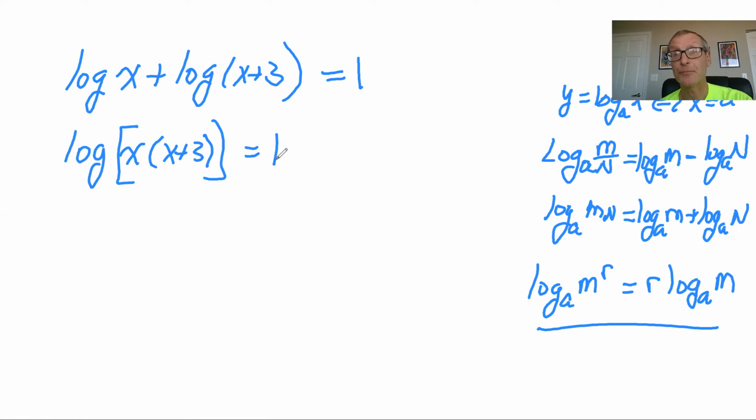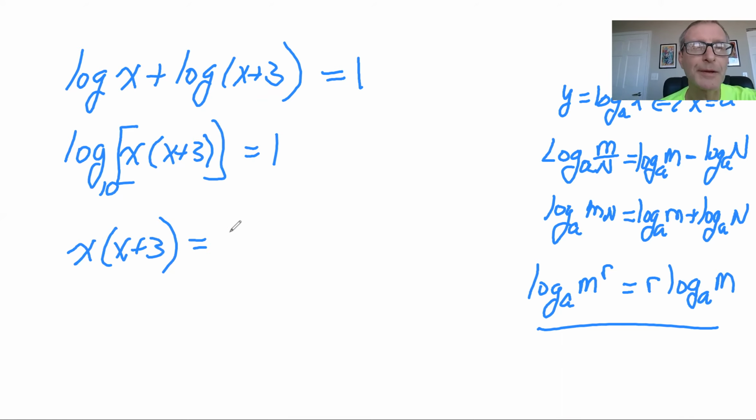How do we do that? Property number 1. And remember, when there's no number here, that's base 10. So you would have x times x plus 3 equals 10 to the 1 power. So if we expand this out, you get x squared plus 3x equals 10.